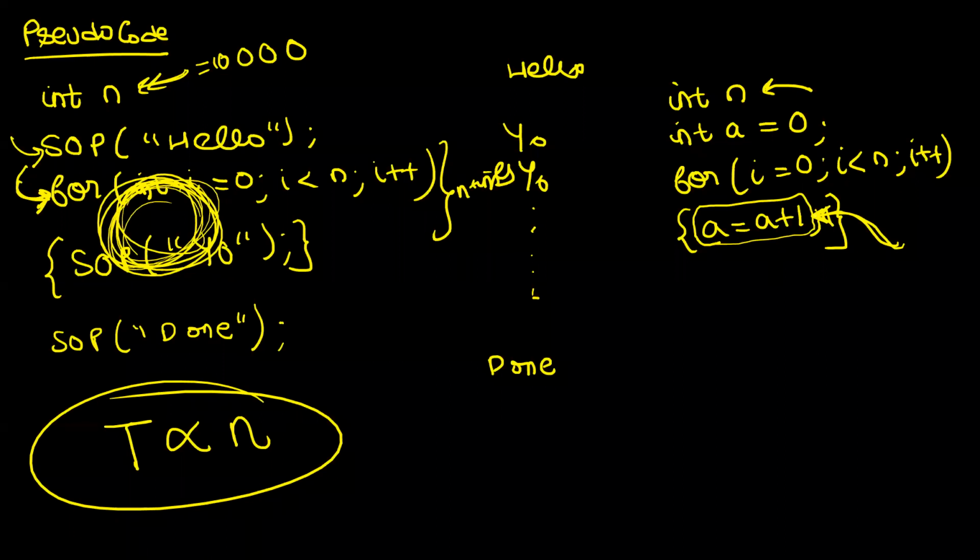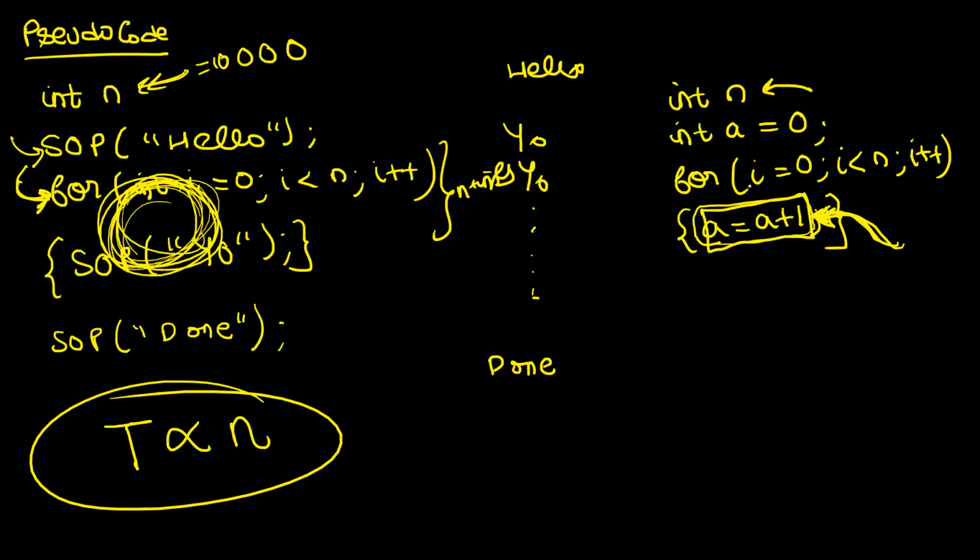Karthik, what I am trying to say is, see, in this code, what is the major time contributing factor? The major time contributing factor is this for loop, right? This loop will run for n times, and every time the loop runs, this operation a is equal to a plus 1 will be performed. So if you count how many times this operation will be performed, that will give you an idea of how the time varies with the input size.